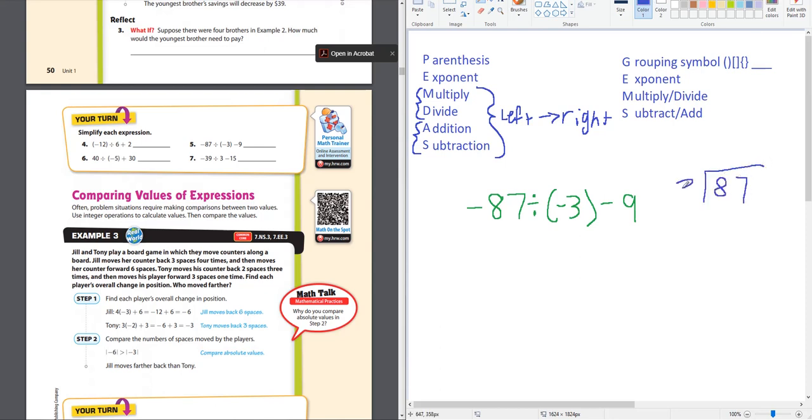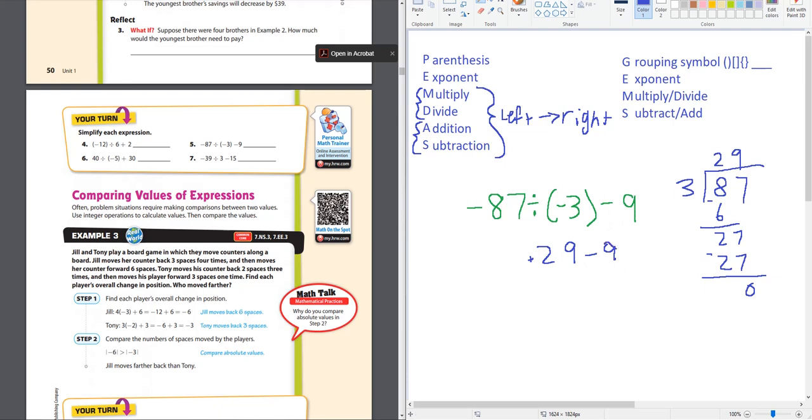87 divided by 3. So 3 goes into 8 2 times. 3 goes into 27 9 times. So the answer here is 29. They're both negative, which means it will come out positive. Then minus 9.